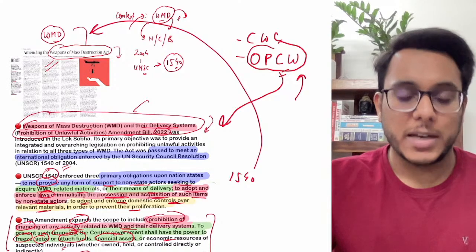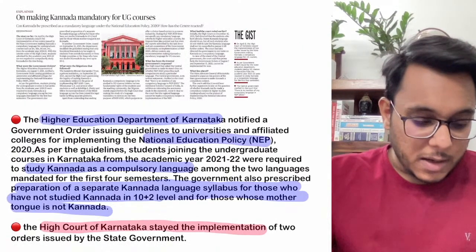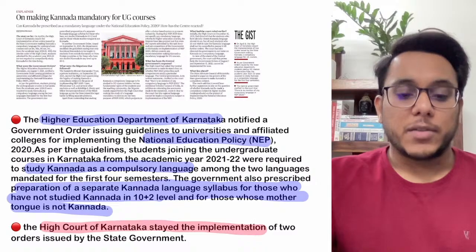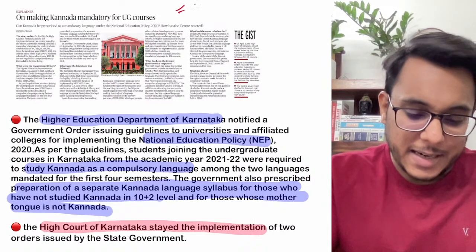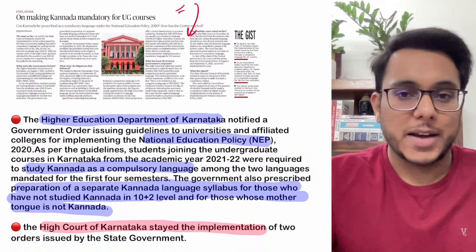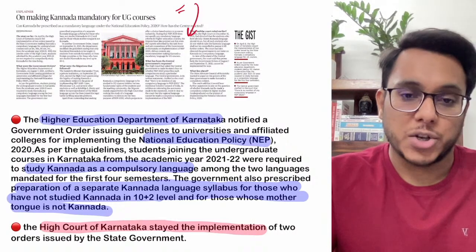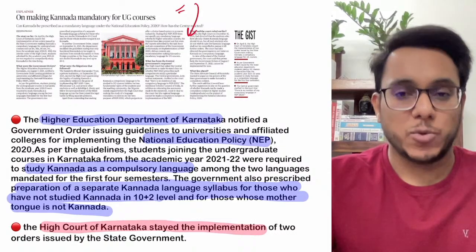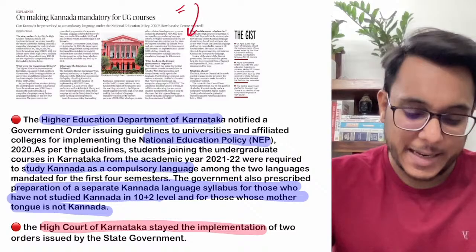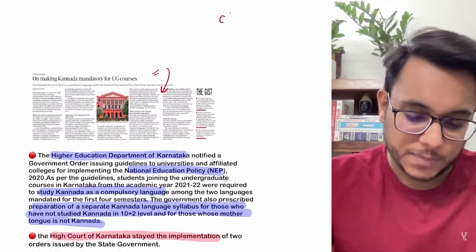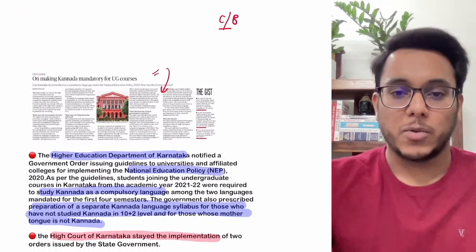Now we'll be moving to the next article, on making Kannada mandatory for the UG courses. This article is again taken from the Text and the Context section, and it will be important for education, particularly higher education. Before going into this particular article, first of all guys, again I'll tell you the context and the background.